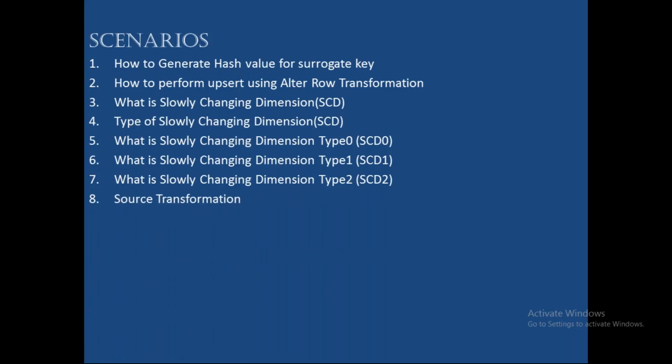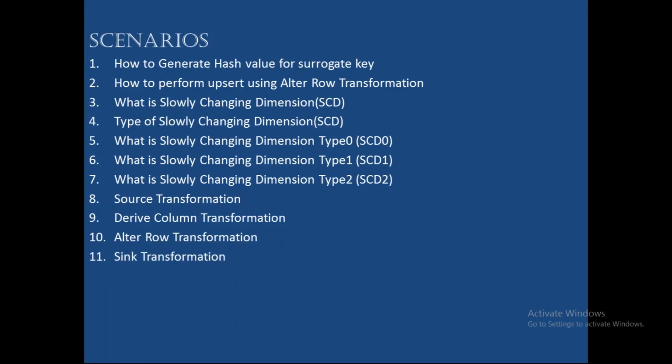Okay, we have many other SCD types, but we are going to focus on SCD type 1 and type 2. SCD type 0 means whatever data you got, you are not going to change it. That is nothing but type 0. In this particular session, I'm going to use source transformation, derived column transformation, alter row transformation, and sink transformation. These are the 4 transformations I'm going to use. It's a pretty easy lab today.